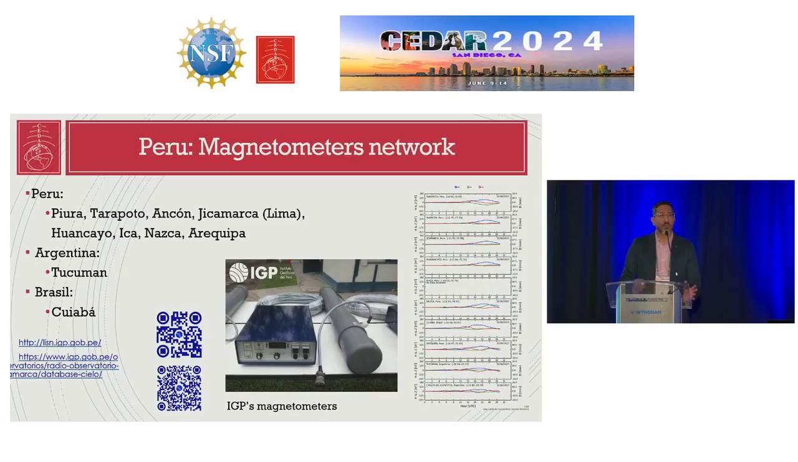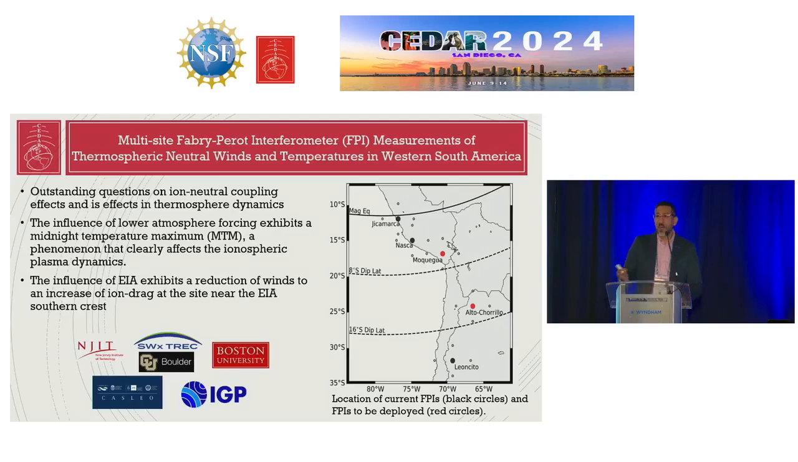But also, I was asking some of my colleagues what are the new projects that you're working on that require international collaboration. So my friend Luis Navarro sent me this slide and said, we are working on this collaboration between NJIT, University of Boulder, Boston, Peru IGP, and the CASLEO from Argentina, and we're trying to install these different instruments. So he's dealing with international collaboration, and we are part of this collaboration.